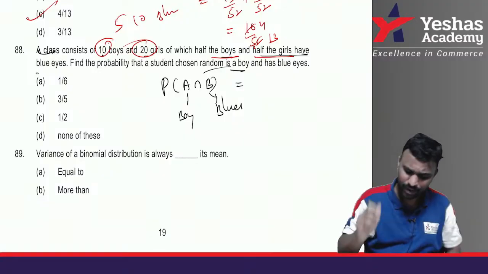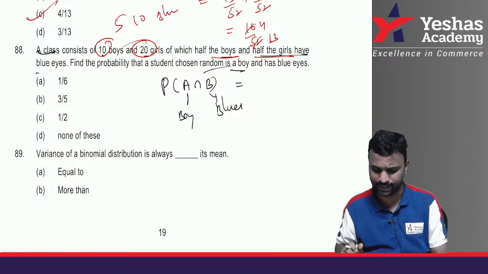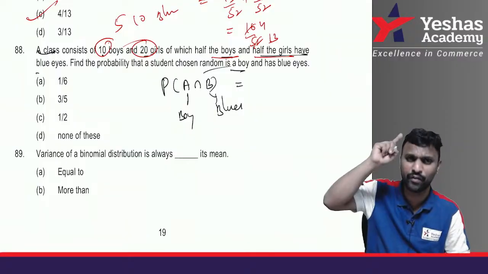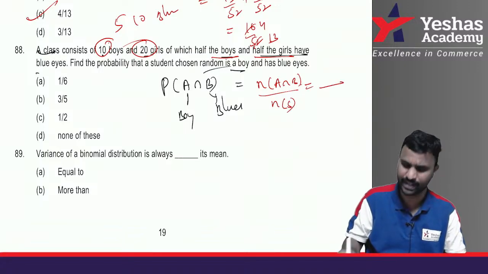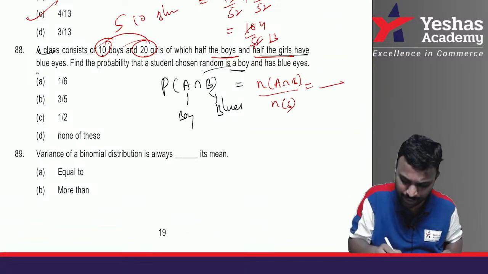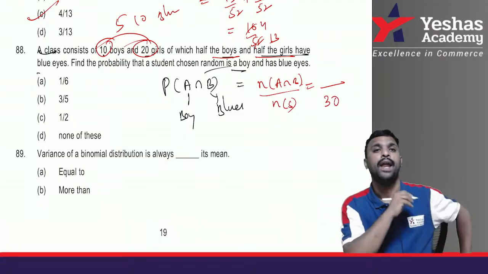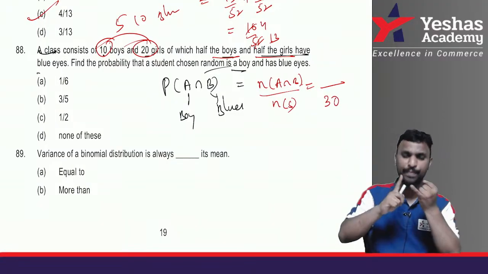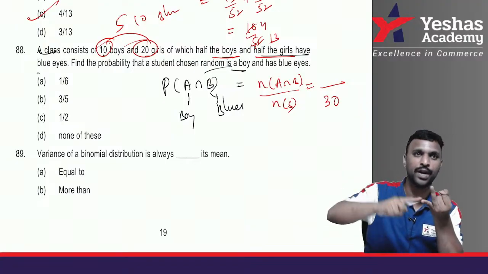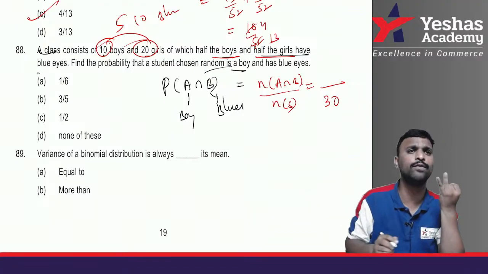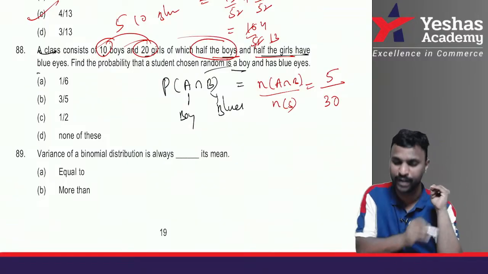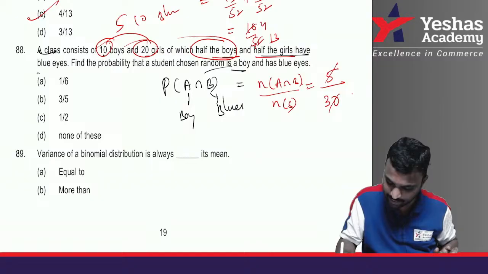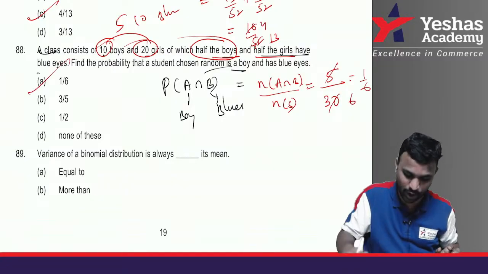Yes or no? Total number of people having blue eyes is 15. But basically P of A intersection B is N of A intersection B divided by N of S. What is N of S, guys? N of S is the total number of people. How many people are there in total? 30. Now for N of A intersection B, he should be a boy, and that boy should have blue eyes. So how many boys have got blue eyes? 5 boys have got blue eyes, because they've clearly said half of the boys have blue eyes. So 5 over 30 is 1 by 6, that is the answer, option A.